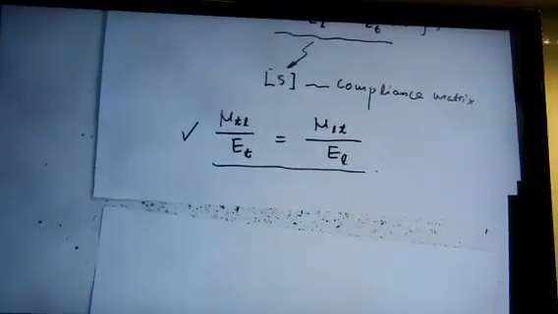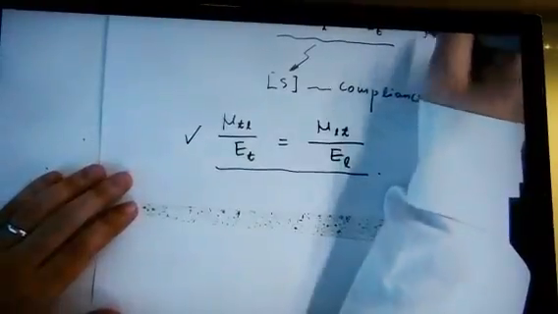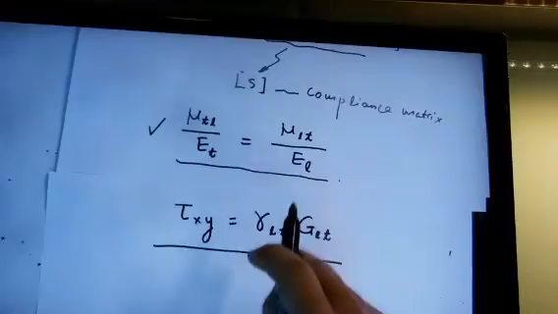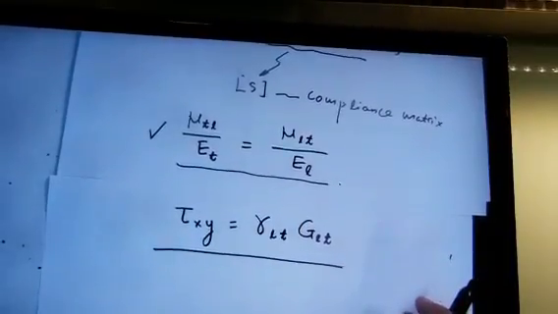And what about shear modulus? I just derived the relation between sigma x, sigma y, and epsilon L, epsilon T. Right? So shear modulus, relation between normal strain and normal stress. This equation is the shear strain relation between shear strain gamma LT and the shear stress tau xy.